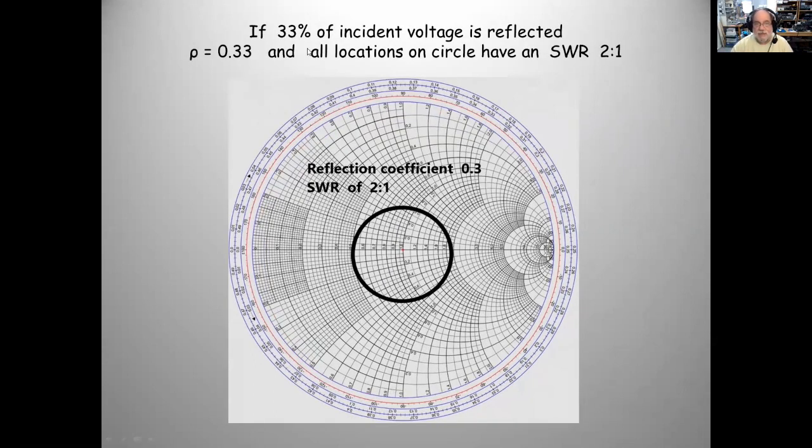So let me see if this makes sense. If I had 1/3, 33% coming back, my rho is 0.33 of the radius. So now my values are a bigger radius circle, right? All of the points on the rim of this circle have what? The same distance from the bullseye, which means they have the same SWR. 2 to 1. Oh, and my radio's okay with an SWR of 2 to 1 most of the time.